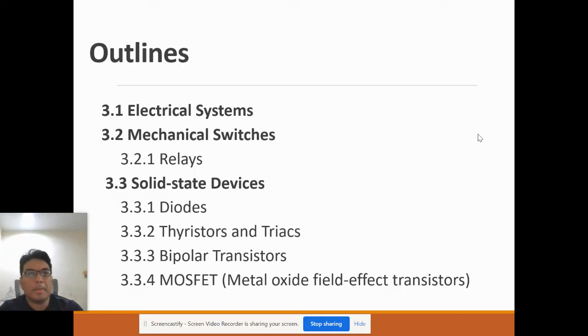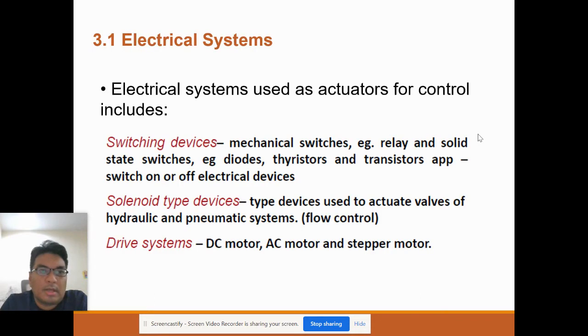Okay, so this is the outline for today. The first one is on the electrical system. The second one is on the mechanical switch, which covers the relay. And the third one is on solid state devices, which covers diodes, transistor, thyristor, and triacs, bipolar transistor, and finally MOSFETs, which is metal oxide field effect transistor. Okay, let's go to the first one, the electrical system.